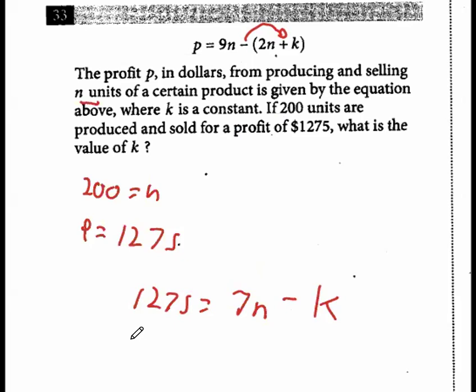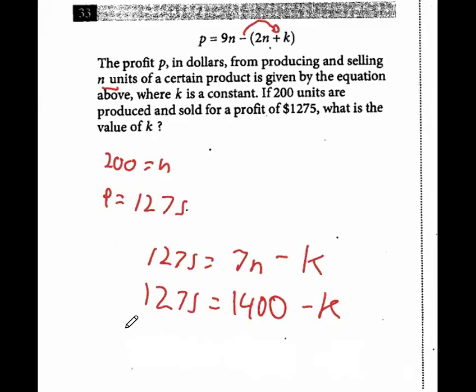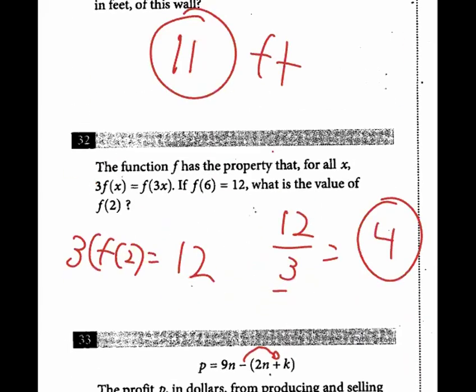N is just 200, so 1275 equals 1400 minus K. Solving for K, we get that K is equal to 125. So the correct answer is 125. Okay, question 34.